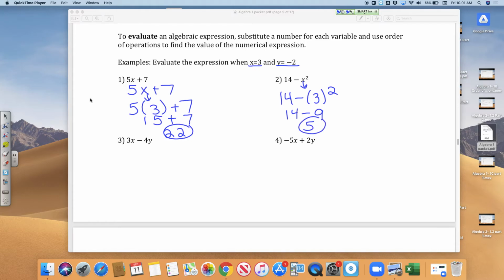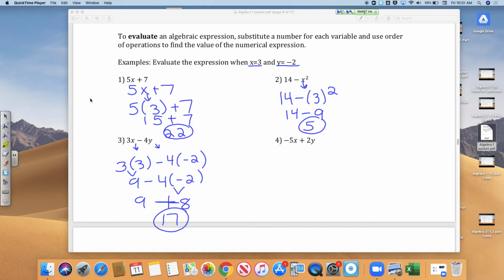All right, moving on. 3x minus 4y. So I have 2 substitution steps here. I need to replace this x with a 3, and this y with a -2. So this ends up being 3 times 3 minus 4 times -2. We're going to use the order of operations to solve. So I'm going to do 3 times 3 first and get 9. Then I'm going to multiply here. 4 times -2 is -8. This ends up being 9 minus -8. And whenever you have minus minus, it turns into a plus. This is going to be 9 plus 8. This final answer is 17.